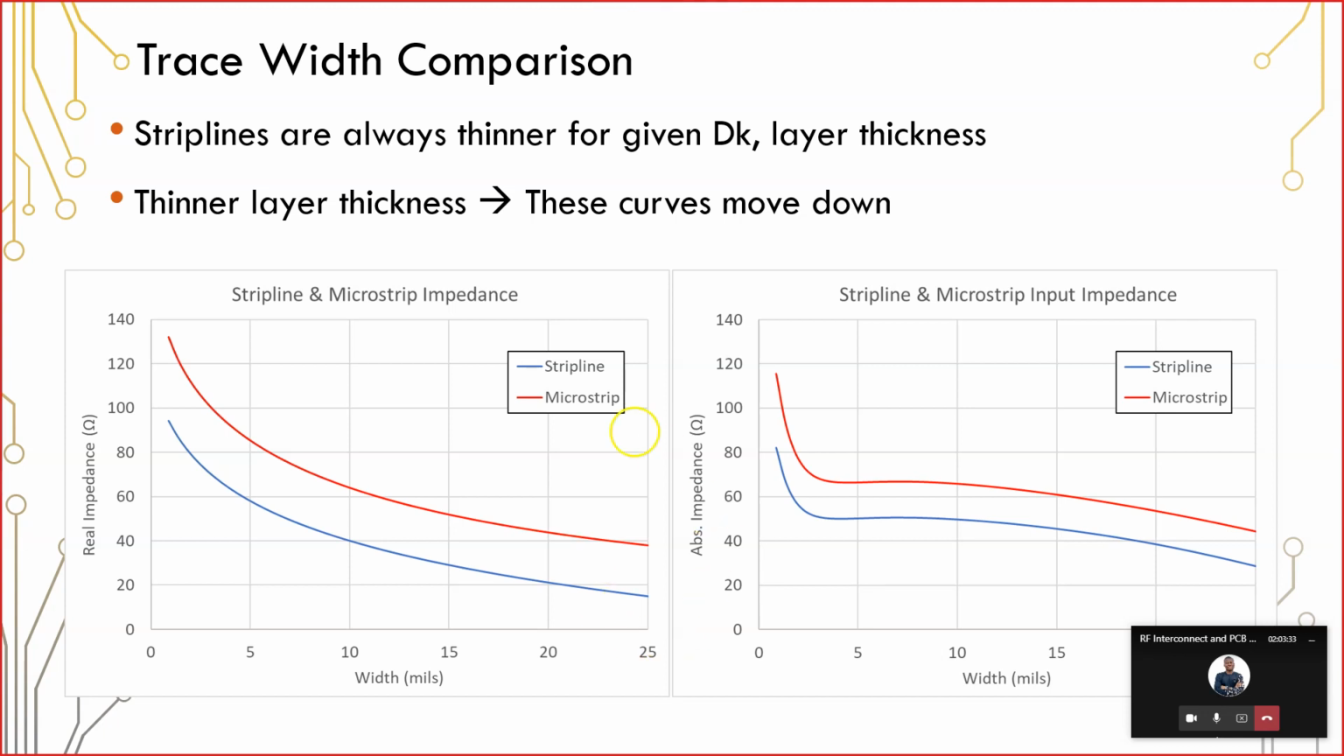So if I use the same DK value, same layer thickness, and I try to calculate the width of a strip line versus the width of a microstrip, the strip line is always going to be thinner, okay? And it doesn't matter what the frequency range is, what the target impedance is, the strip line is always going to be thinner. Same thing with the input impedance. So the input impedance applies the same type of modification to the impedance experienced by a signal, regardless of whether we're looking at a microstrip or a strip line.